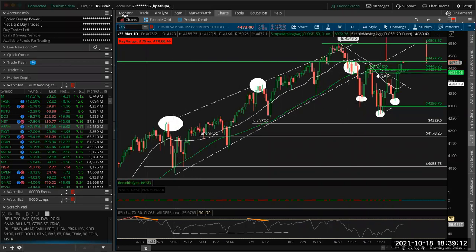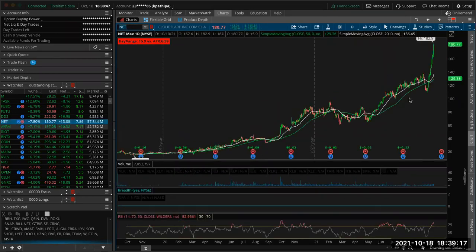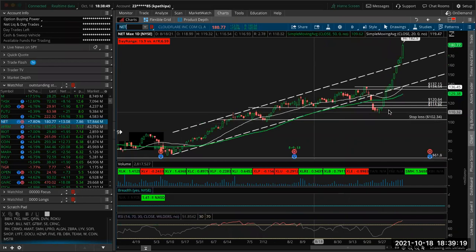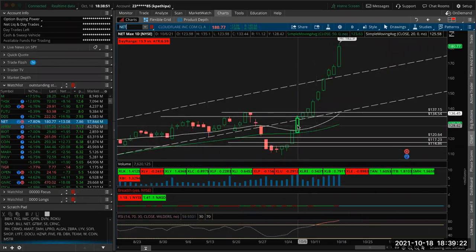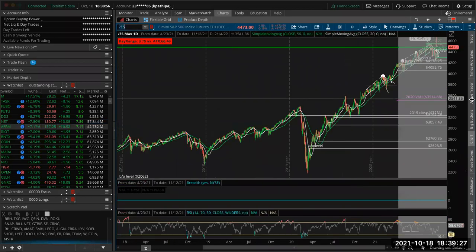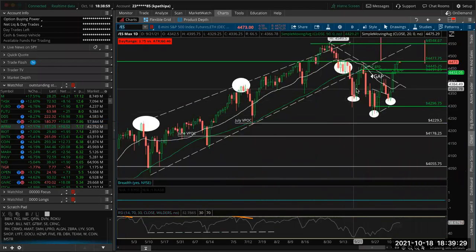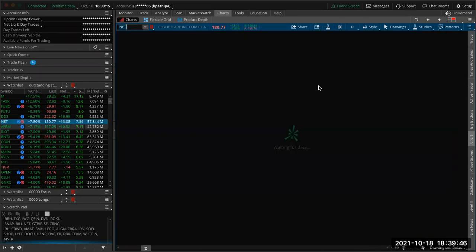The first one that I added was Net, and let's see, when was this? 10.6. What was ES doing on 10.6? So this is where it is. We don't know if there is a bottom or not. And Net was already right here in relation to its previous price. So it bottomed when it bottomed.